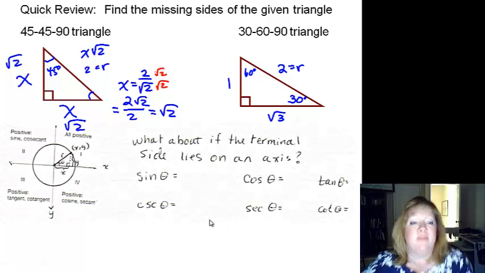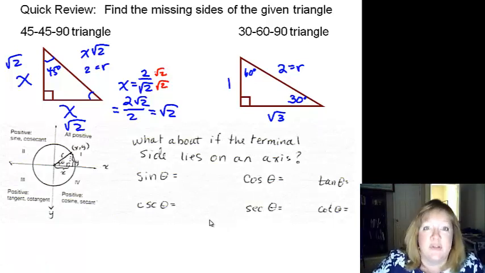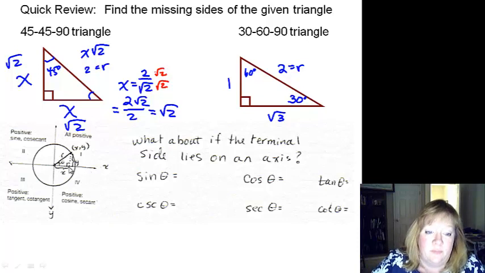Let's talk about quadrantal angles. This is from your pre-printed notes in your packet. What if the terminal side lies on an axis? So if the terminal side is exactly on the x-axis or on the y-axis, those are called quadrantal angles. The quadrantal angles are 0, 90, 180, 270, and 360, which is the same as 0.